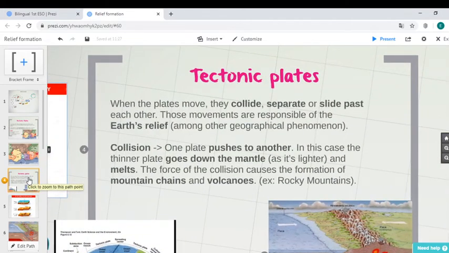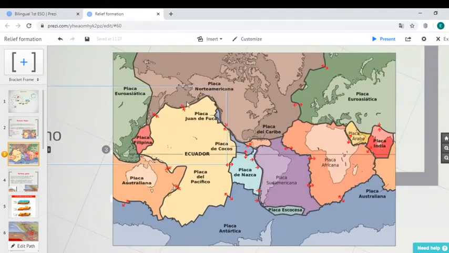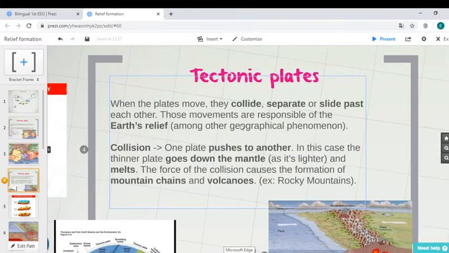Well, as I said, those plates move, and those plates, as it is shown here in this picture, are limiting one to each other. Some plates limit with several other plates. The North American plate with the Eurasian plate, with the Caribbean plate, with the South American plate, with the Pacific plate, you name it. So, as they are close to each other, they tend to collide, to separate, or to slide past each other. It depends.